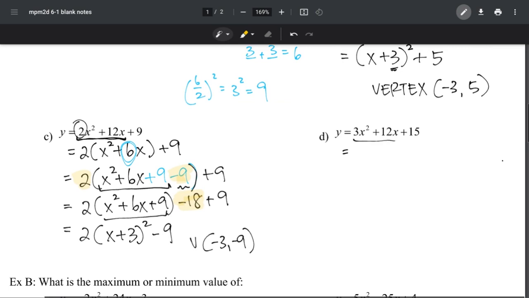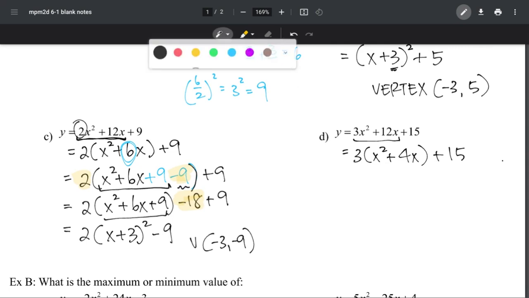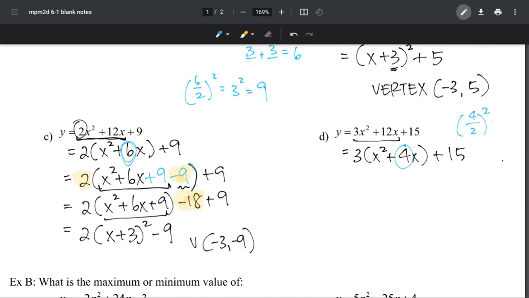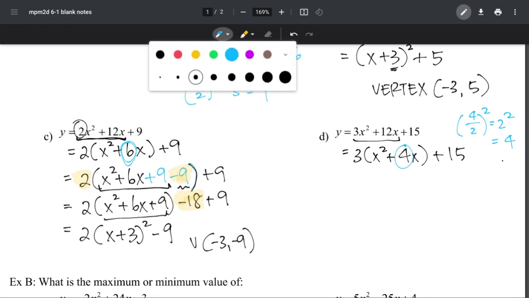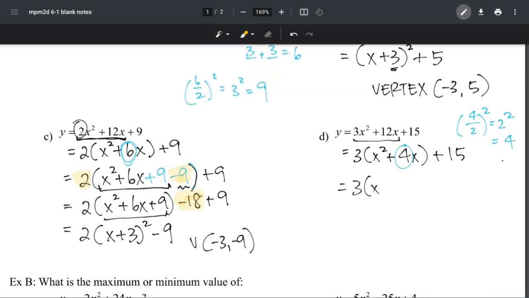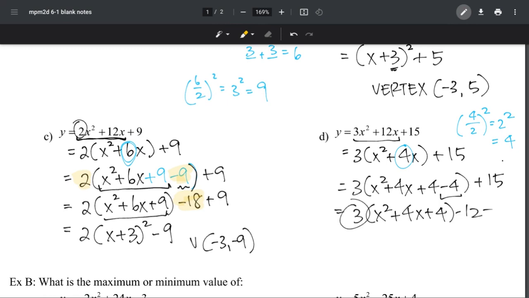So again, factoring out that 3, so 3 times x squared plus 12 divided by 3 is 4x plus 15. Taking this 4, I'm going to do 4 divided by 2 squared. 4 divided by 2 is 2, so 2 squared is 4. So now I'm doing 3 times x squared plus 4x plus 4 minus 4 plus 15. Okay. Kicking out that negative 4 by multiplying it by the number in front. So negative 4 times 3 gives me negative 12 plus 15.